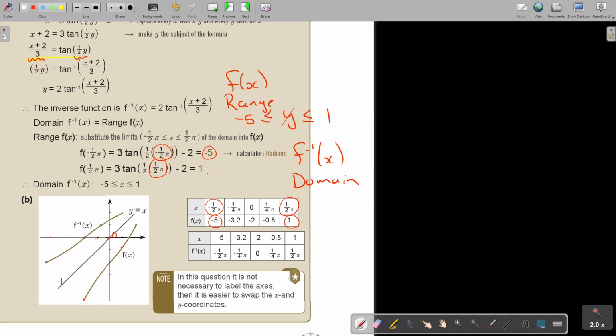So y equals x is going to be a reflection in the line y equals x. What you basically do now is swap these two values around. The y becomes x and the x becomes y. Now look at how I plot it again. I'm going to say negative 1, negative 2, negative 3, negative 4, negative 5. That's the reason I was not labeling it.